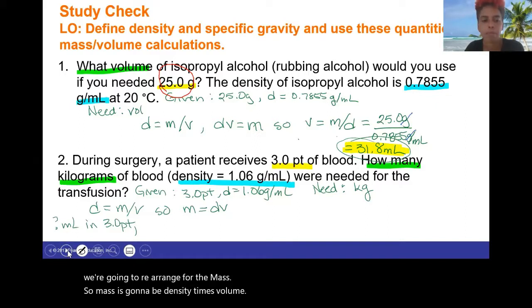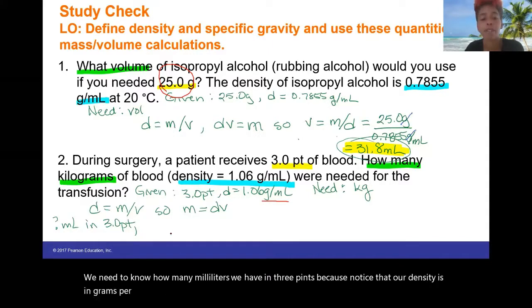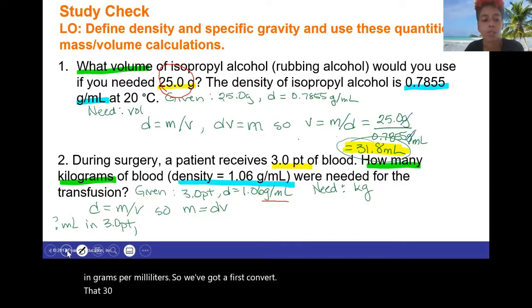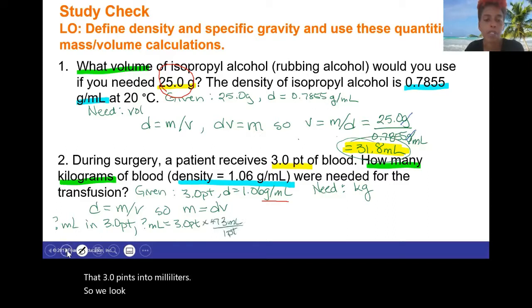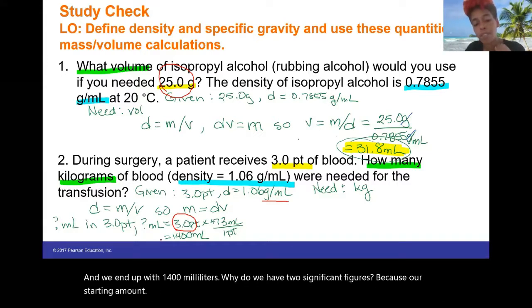And we need to know how many milliliters we have in 3 pints, because notice that our density is in grams per milliliter. So we've got to first convert that 3.0 pints into milliliters. So we look up a conversion for pints, and we get that there are 473 milliliters per pint. And we end up with 1,400 milliliters. Why do we have 2 significant figures? Because our starting amount had 2 significant figures.